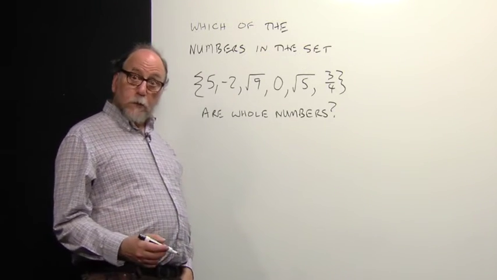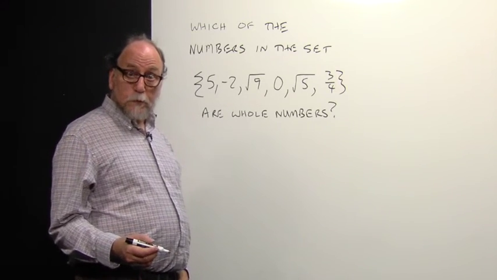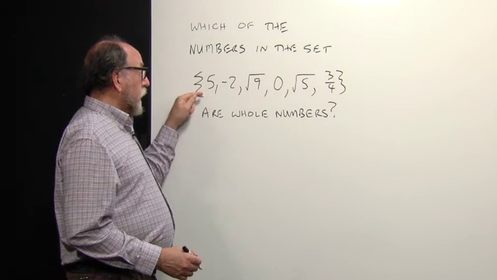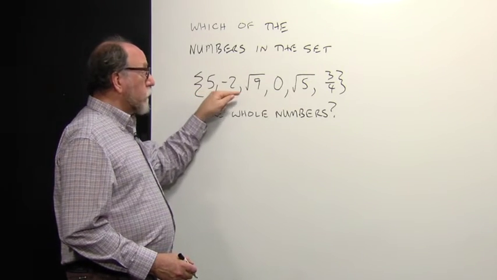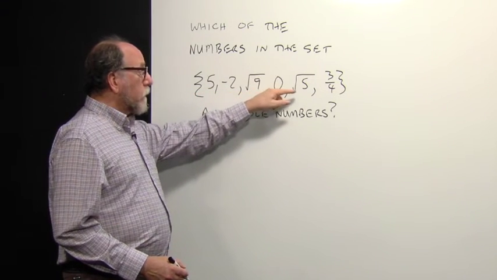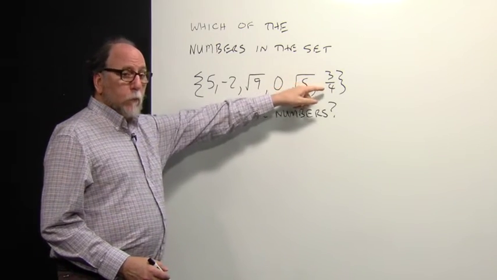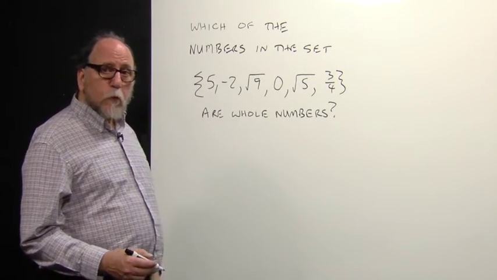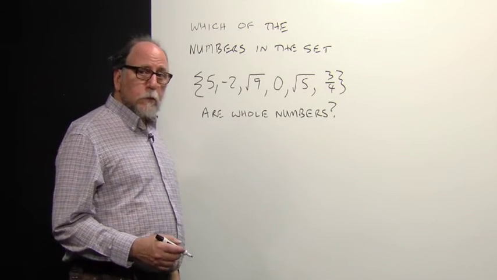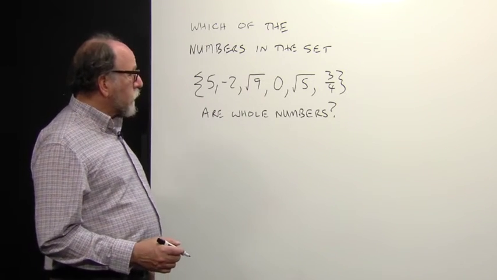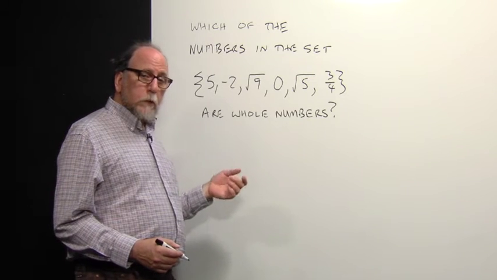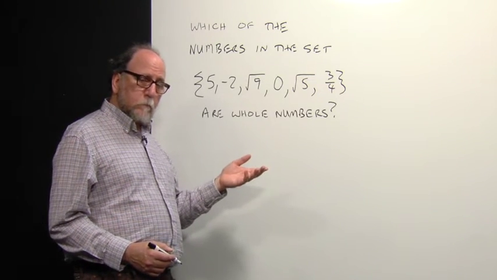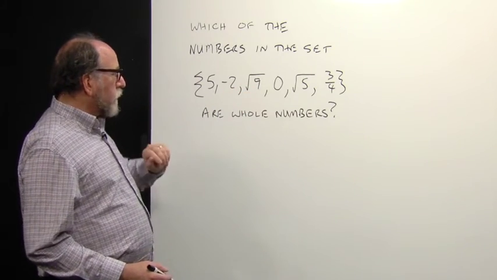Okay, here's another example of a question you may be asked in the homework. Which of the numbers in the set 5, -2, square root of 9, 0, square root of 5, 3/4 are whole numbers? Remember the whole numbers I described earlier in the video as starting with 0 and counting up. 0, 1, 2, 3, 4, etc. So which of these numbers fit in that set?